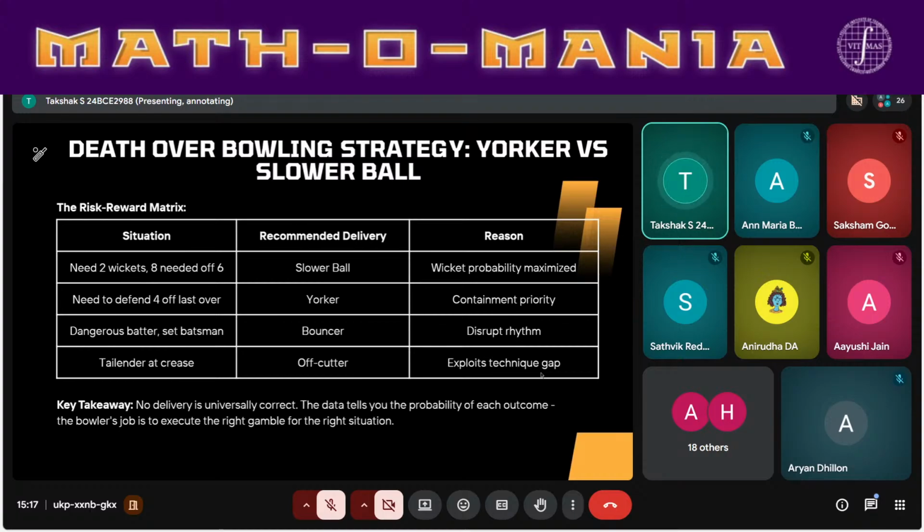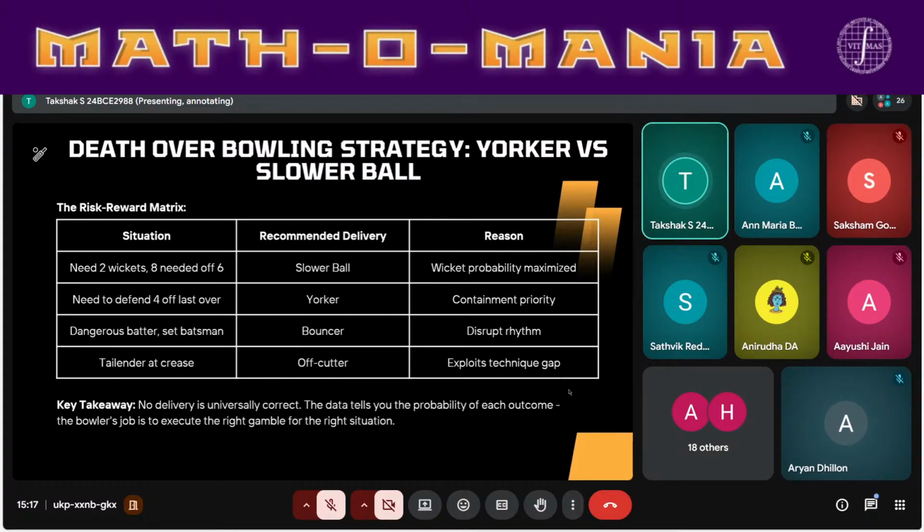Wicket probability is 13.4% higher than any other delivery. But yes, it is more expensive if it goes for runs, but you need a wicket more than you need to save 4 runs. The slower ball maximizes your wicket probability at the cost of boundary risk.